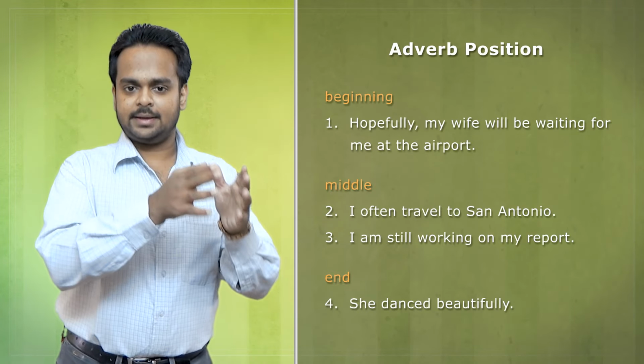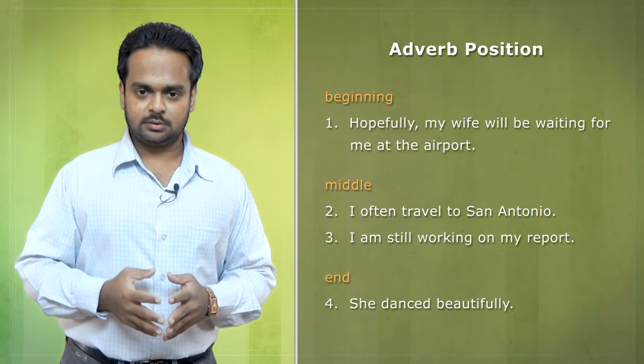Now, this is probably where learners of English make the most mistakes with adverbs. Over the years, many of my students have come to me and said, "Where exactly should I put an adverb in a sentence? It's so confusing." Okay, well, first, let me ask you, how many positions can an adverb have in a sentence? The answer is 3. There are 3 possible positions for an adverb in a sentence. These are beginning, middle, and end.